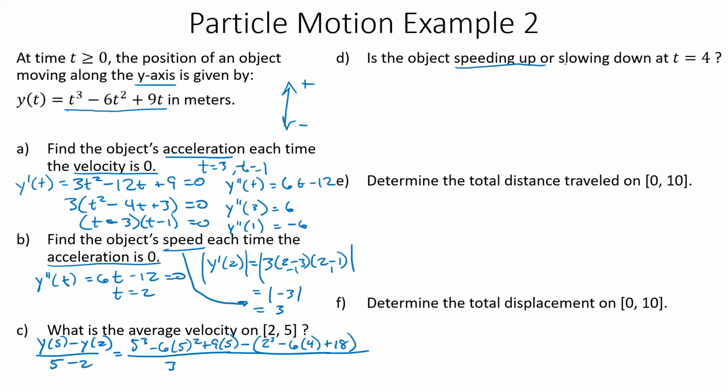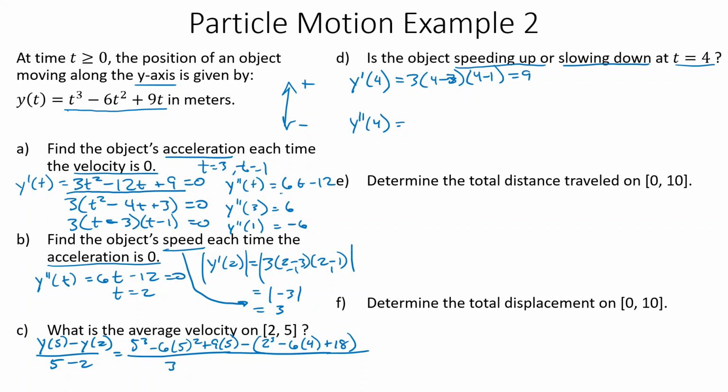Is the object speeding up or slowing down at t equals 4? So we want to know what's the velocity at 4, and we want to know what's the acceleration at 4, and then we want to see their signs. How do their signs compare? So the velocity at 4, here's the simplified factored velocity function, 3 times that right there. So we get 3 times 4 minus 3 times 4 minus 1, which is easier for me to work out. We could also plug in here, that would work too. But this is 1 times 3 is 9.